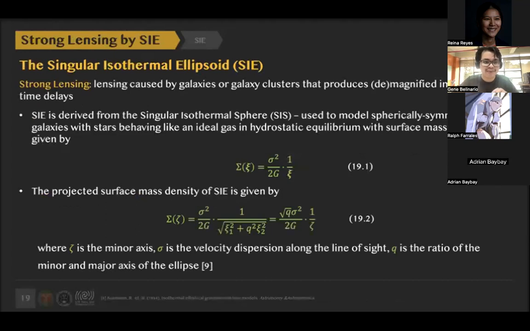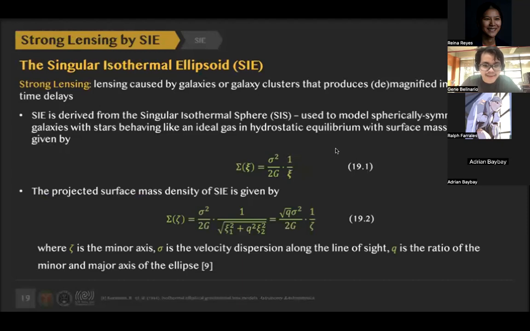First, we define what a singular isothermal ellipsoid is. Okay, so SIE is derived from the SIS, or the singular isothermal sphere. This model is used for spherically symmetric galaxies with stars which are behaving like an ideal gas in hydrostatic equilibrium. And its mass surface density is given by equation 19.1, where sigma is your velocity dispersion along your line of sight, and xi here is our impact parameter in the lens plane.